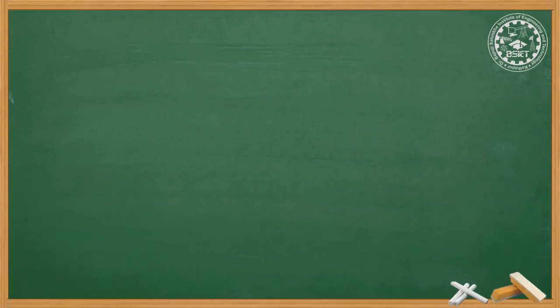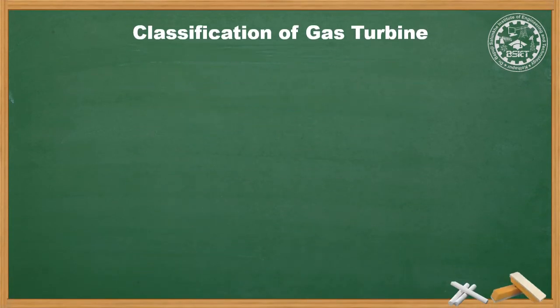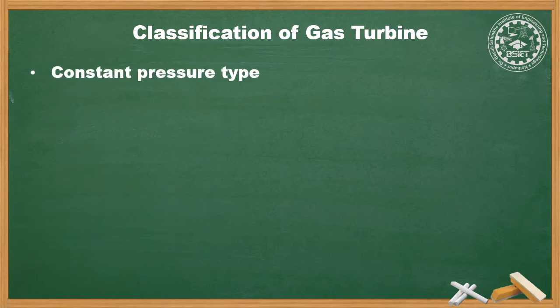The next point is classification of gas turbines. Gas turbines can be classified in a number of ways. Some are the following. The first is the continuous combustion or constant pressure type gas turbine. In this, the pressure is constant. It is also called continuous combustion. Second is the constant volume type. It is also called the explosion or constant volume type.